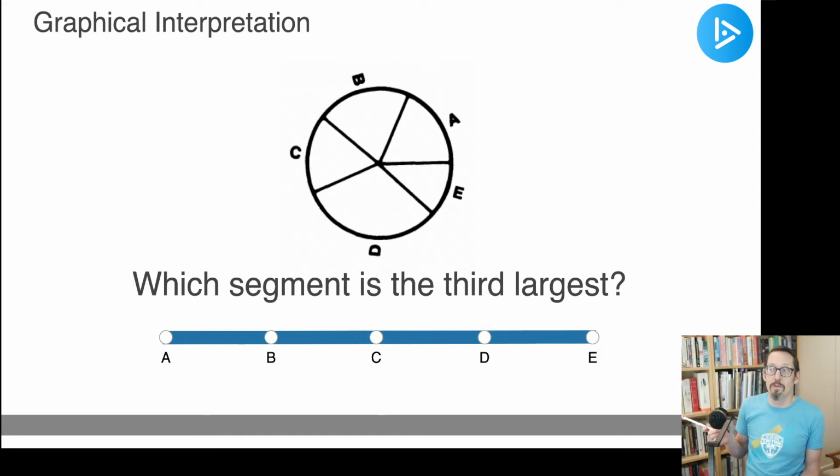Okay, so little quiz time. Here is a pie chart. I know I'm showing you a pie chart for the first time. But which segment do you think is the third largest segment here?